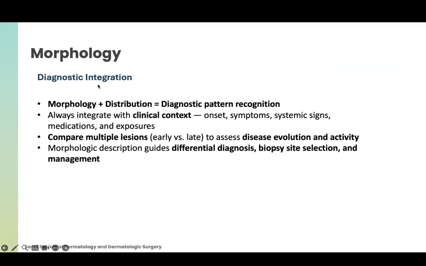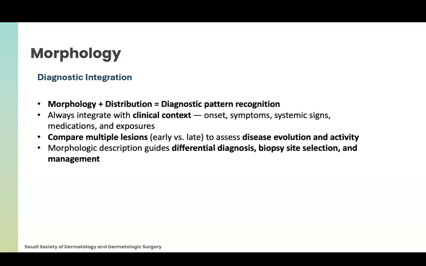So what we're going to do basically after we describe this lesion, why is it useful, as I mentioned before? We want to use it to aid us in building a differential diagnosis, and that's why we use morphology. So it's basically a diagnostic integration. Once you describe, for example, the lesions that we just talked about, the psoriasis plaques, we also mentioned the distribution. If it has a specific diagnostic pattern, it can help you recognize what this diagnostic pattern is, and then you're going to integrate it with the clinical context, obviously.